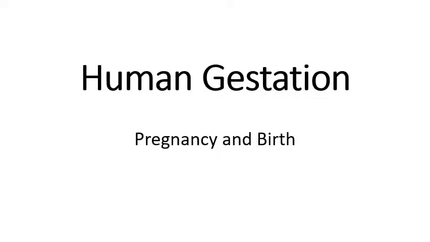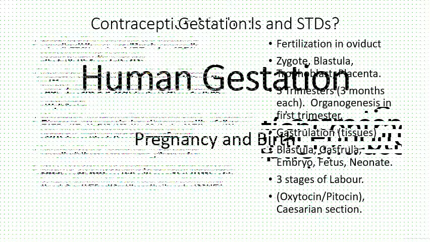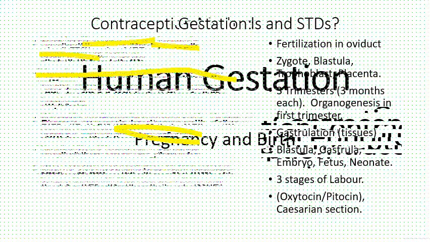Now let's move on to the topic of human gestation. Gestation refers to pregnancy and birth. So we mentioned the fact that fertilization takes place in the oviduct, and you have the possibility of an ectopic pregnancy, right? So the zygote continues to divide, turns into a blastula, implants itself in the uterine wall, and develops a trophoblast, which later becomes the placenta.